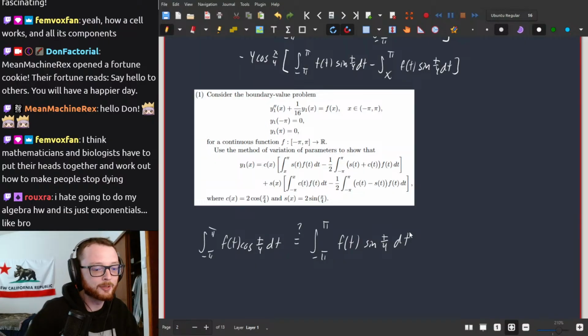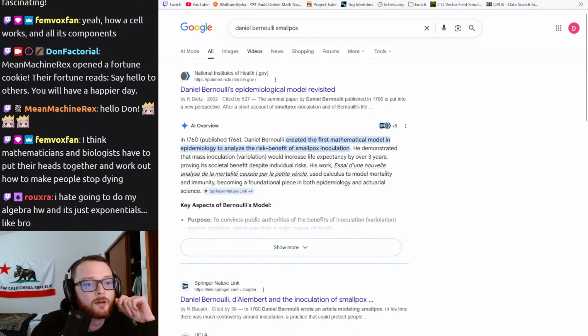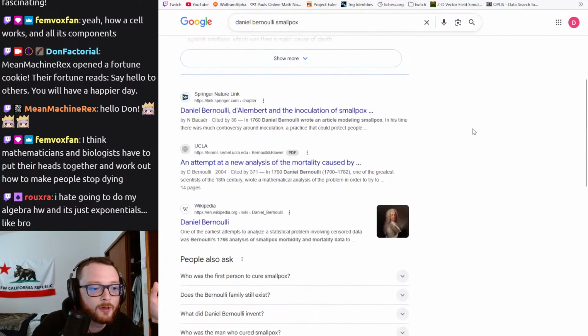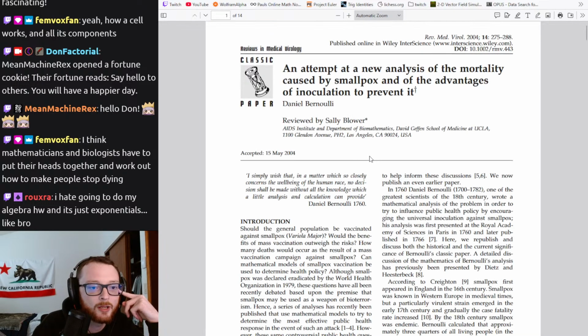Daniel Bernoulli. Smallpox. So Daniel Bernoulli, well-known mathematician, he wrote basically the first mathematical paper to try to influence public health policy. And I assume this is a translation of it. So it may have been written in 1700 something.